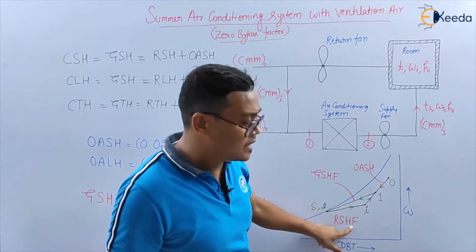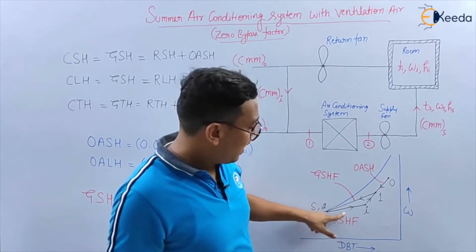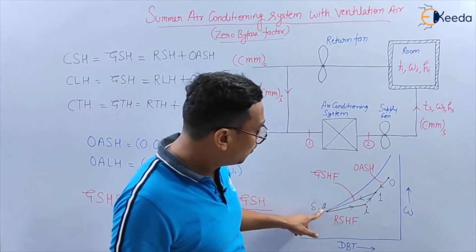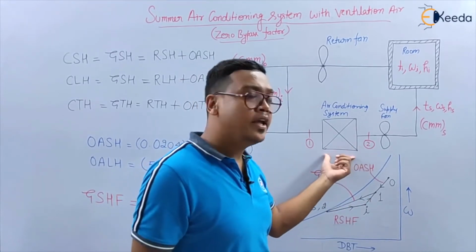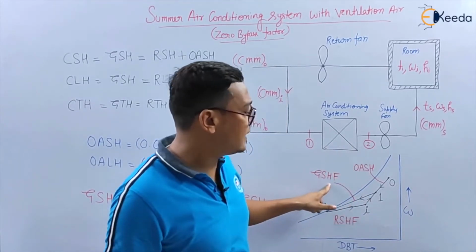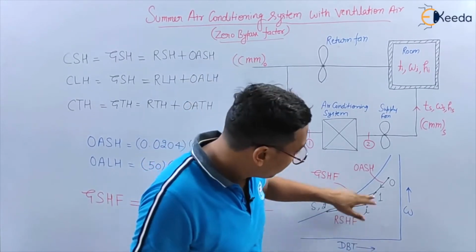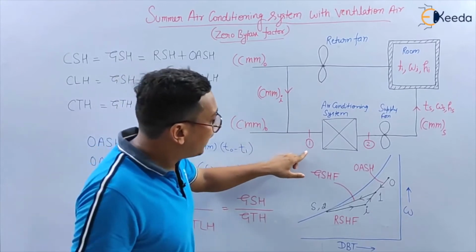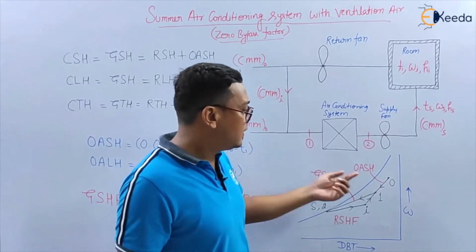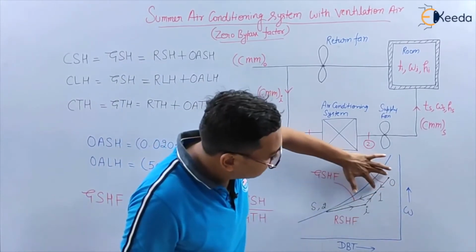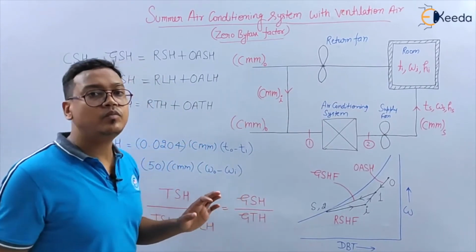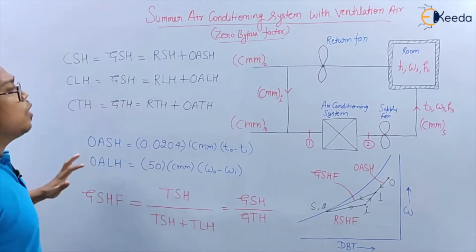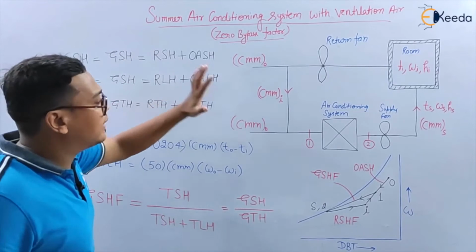S to I, there is a room sensible heat factor line, and this is 1 to 2. It is in air condition, so this is the grand sensible heat factor line. And from outside, air is going to the point number I. This is the outside air sensible heat factor. So we will see what type of loads are there.